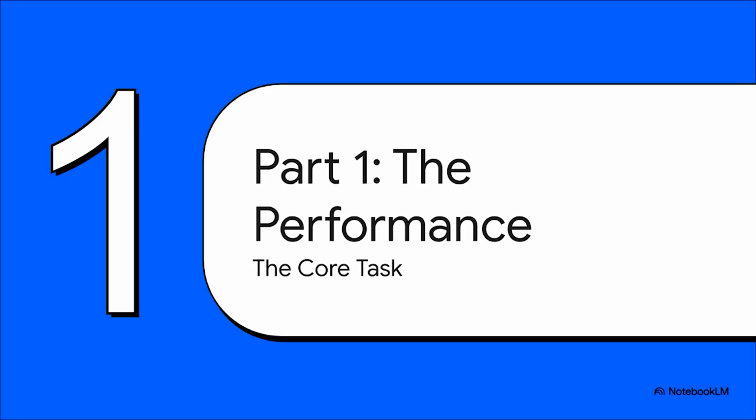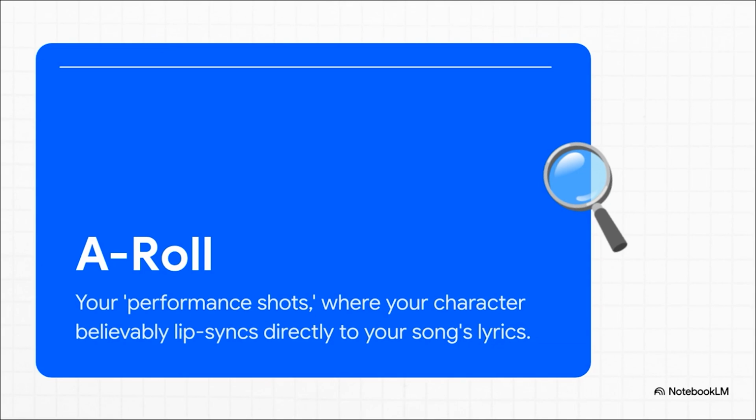All right, let's dive into part one, the performance. This is the absolute heart of your music video. It's the main event, you know? It's where your artist or character connects directly with the audience, delivering those lyrics and anchoring the entire visual story. So A-roll is all about those performance shots, and the single most important job here, you gotta nail the lip sync. A believable performance is what sells the whole thing. It's what connects the visuals directly to the feeling of your song.